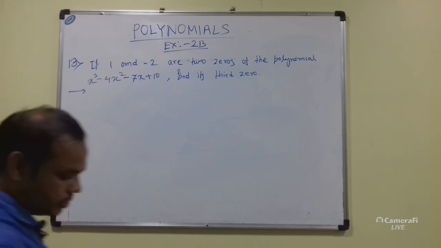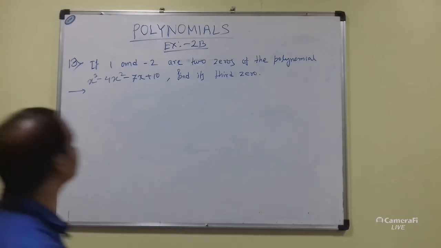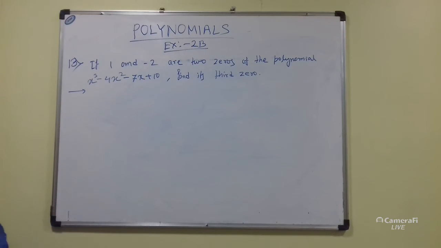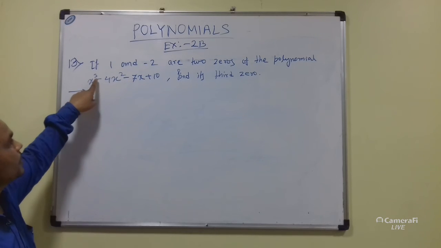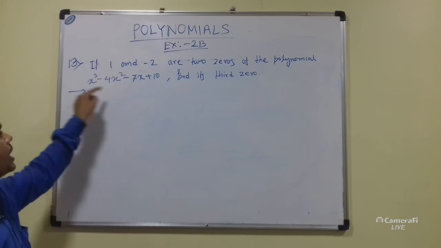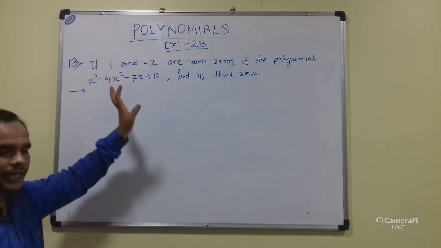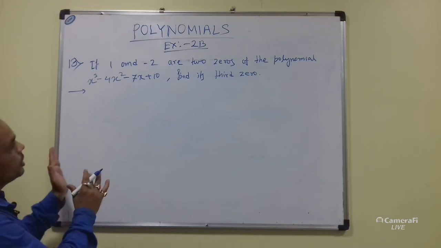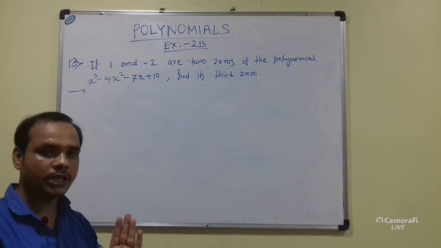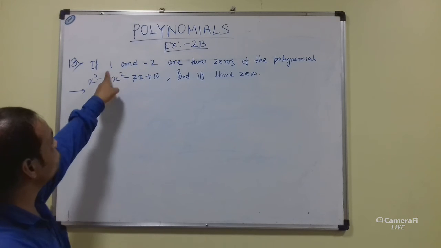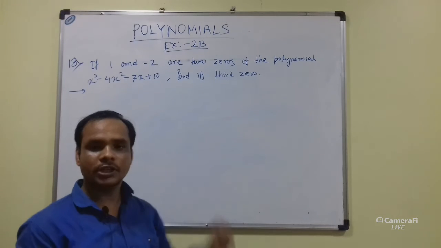So 1 and minus 2 are the zeros of the polynomial x cube minus 4x square minus 7x plus 10. Find its third zero. So students, as you know, in a cubic polynomial, since its highest power is 3, that means its highest degree is 3, that is why it is a cubic polynomial. And in a cubic polynomial there must be 3 zeros, and 2 zeros are given and you have to find the third zero.